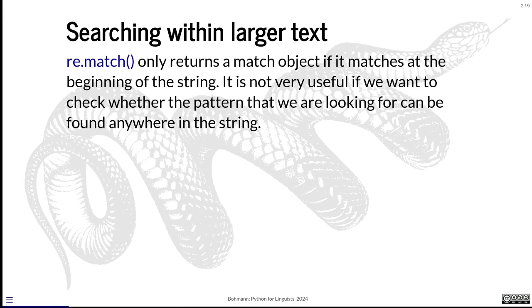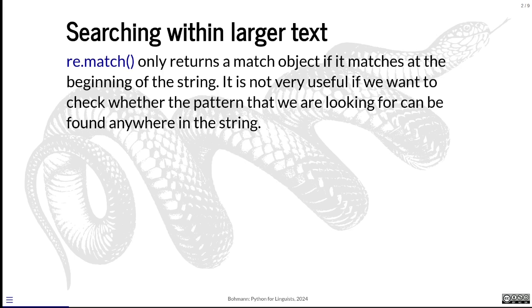So if we want to search within larger text, match only gets us a certain way. It only returns a match object if it matches at the beginning of the string. So we kind of already know where to look. Kind of have to have boundaries between words, but sometimes maybe we want to look at word units, right? And then this really doesn't help. It's not very useful in general if we want to check whether a pattern that we're looking for can be found somewhere in the string, in the text as a big string.